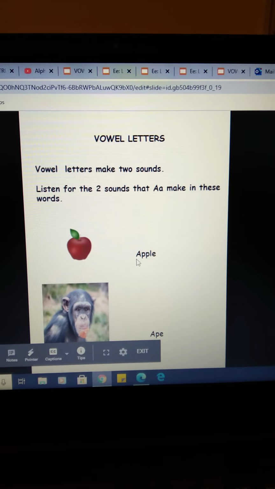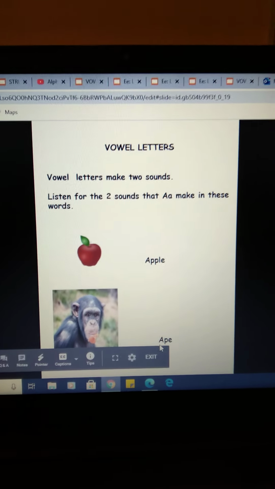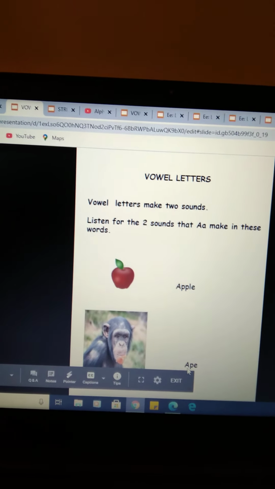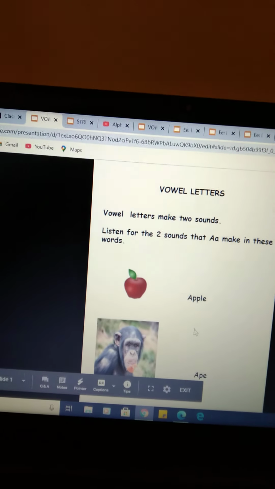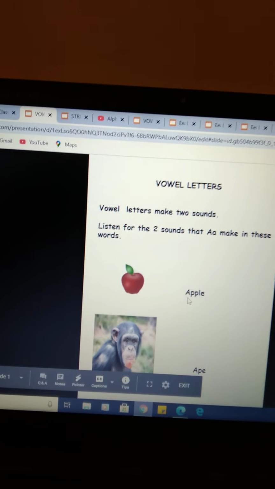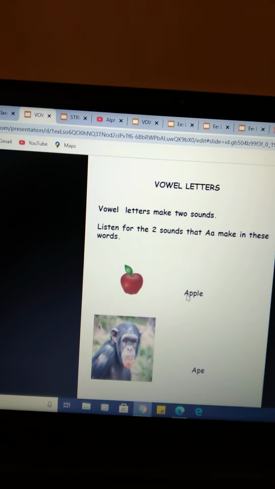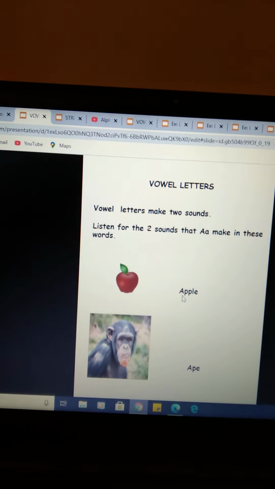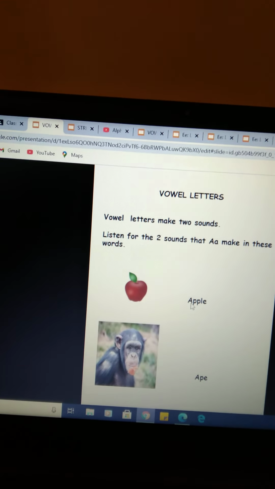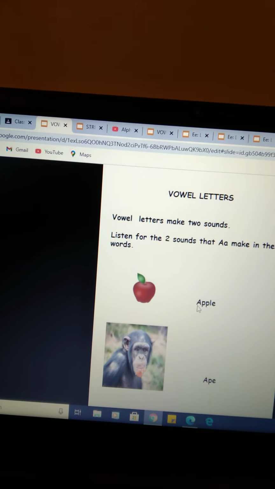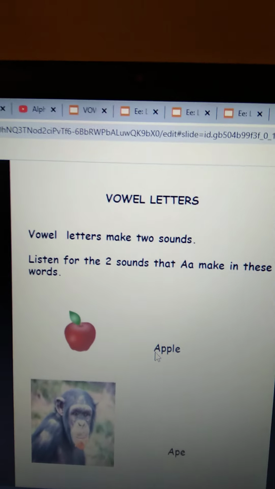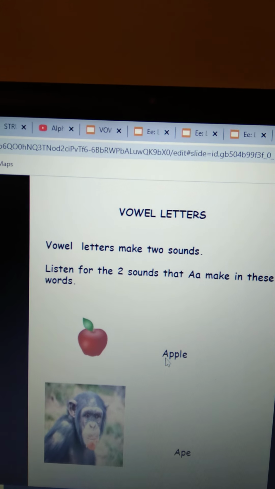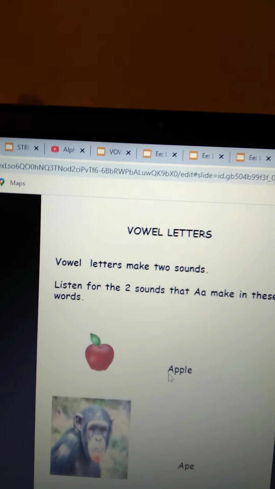So A is a vowel letter. And there's another A here in this word. This is apple. And in this word there's an A here, and this word says ape. Now, when I am saying the words, I want you to listen for the sound that the letter A makes. When the arrow is under the letter, that means the letter is saying something. So let's go.